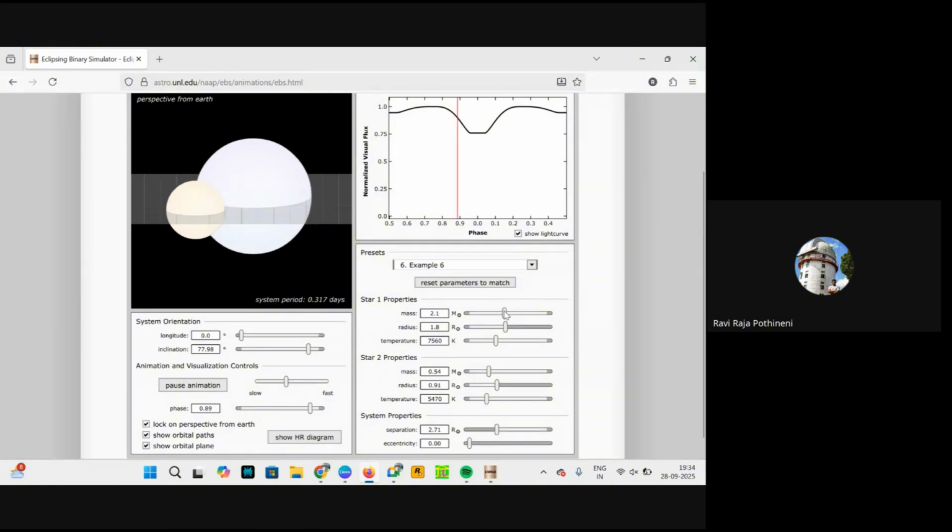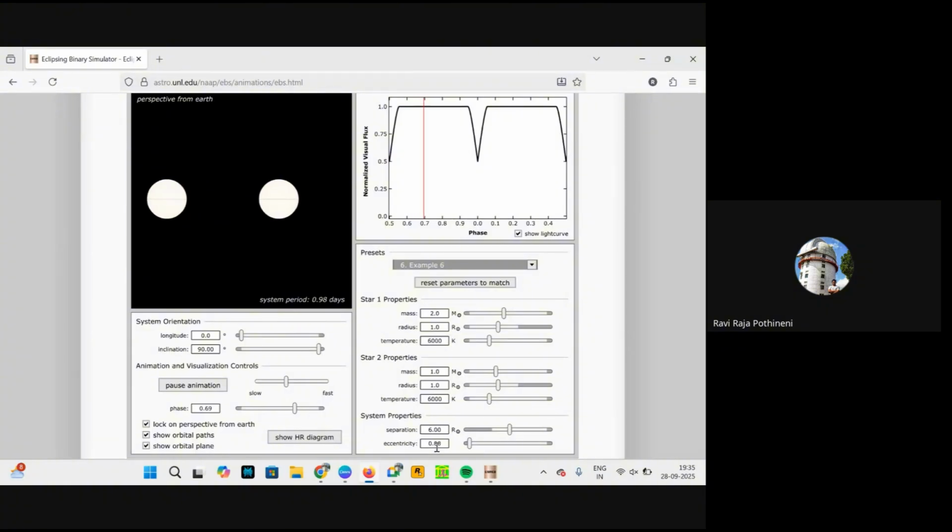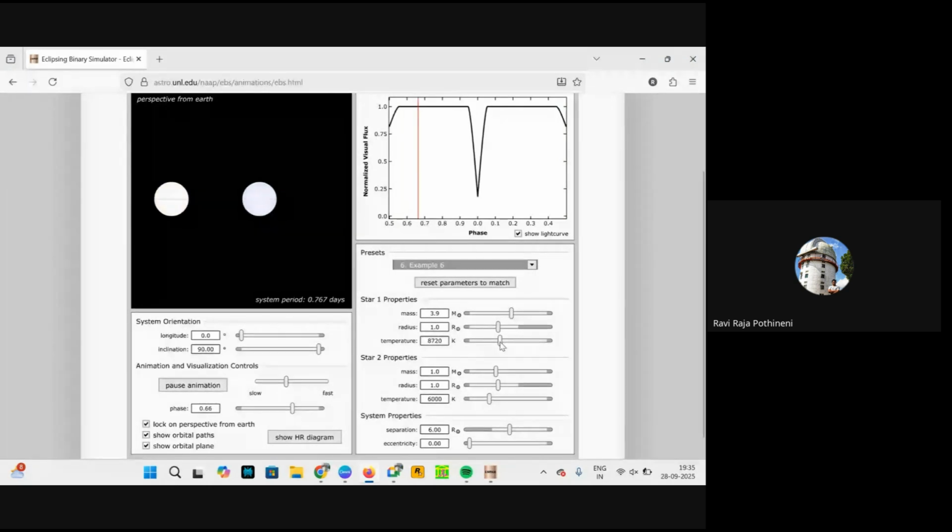And if you want a detached binary system, I will show you one such example. Yeah, here it is. This is one example of a detached binary system where the two stars are clearly well separated. And now they are in a circular orbit. Here you can play with the masses also. You can increase the mass of the primary star and accordingly change the temperature. Here I am increasing the temperature of the primary star.